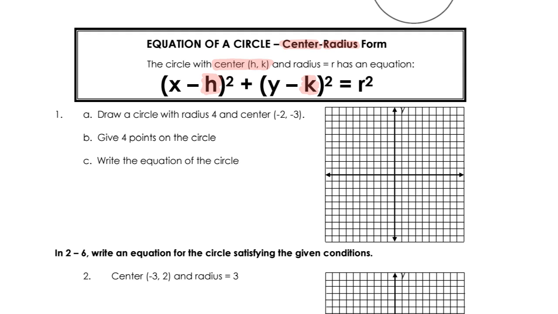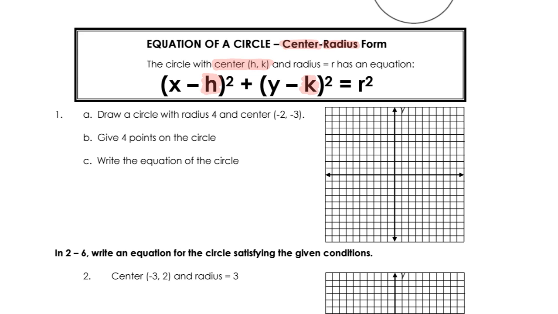Everything else is the structure of every single circle equation when it's in center radius form. So you just have to realize all that other stuff, the parentheses with the x minus, the squared, the plus sign, the parentheses with the y minus, and the squared are all part of the structure of the formula. And so that is just a memorization thing.